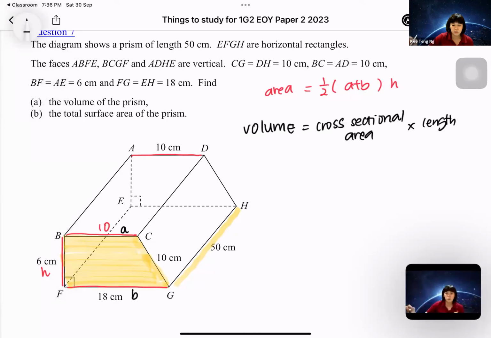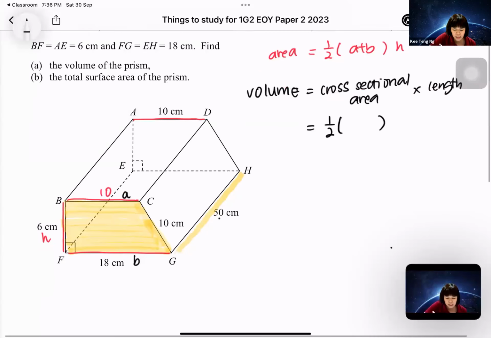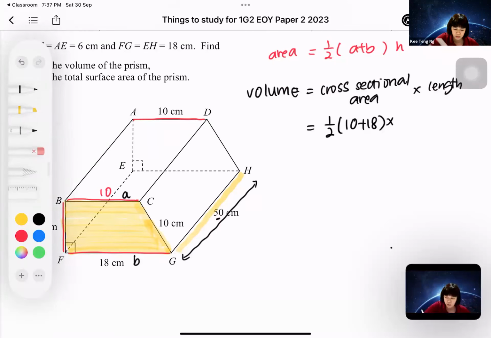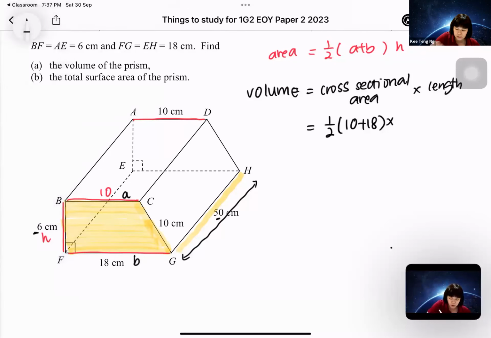All right. So what is the cross-section area? The cross-section is in the shape of a trapezium, the one that I have highlighted in yellow color. So the area of a trapezium will be half times the two parallel sides, A plus B, which is 10 cm and 18 cm, 10 plus 18, times how many slices of the cake do we have? We have a total length of 50 cm, so times 50. No, wait, where's my height? Oh, sorry, my height disappeared. My height over here is 6, so times 6, then times the length of 50.